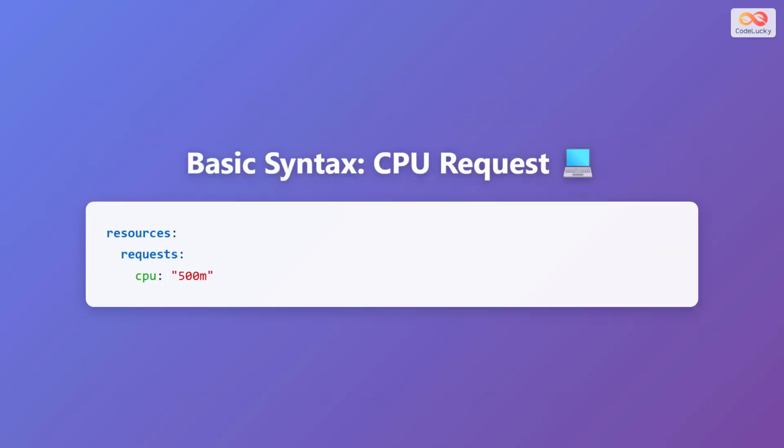Let's look at the basic syntax for requesting CPU resources. Under the Resources section, you define requests and then specify CPU with a value. In this example, we're requesting 500 millicores. Written as 500m, this tells Kubernetes that this container needs at least half a CPU core to operate.